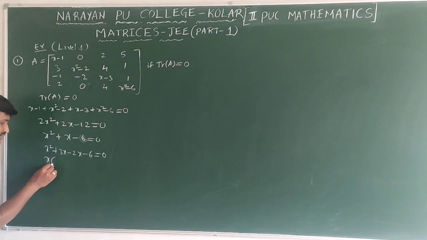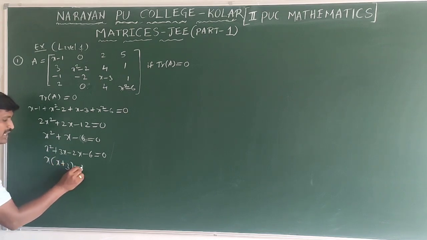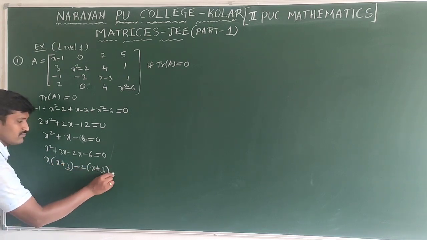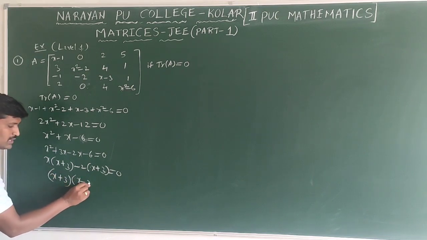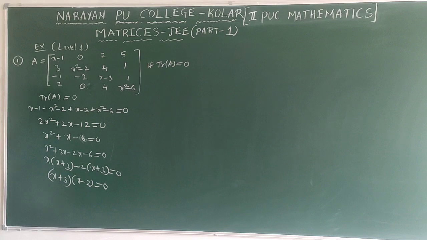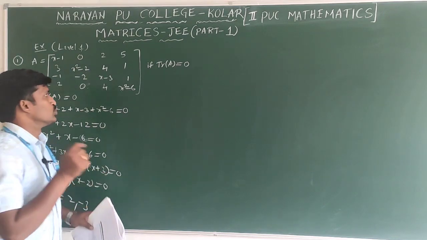Now take x common from the first two terms, x plus 3, and minus 2 common, x plus 3. Again x plus 3 is common, into x minus 2 equal to 0. From this, what can you write as the x value? 2 and minus 3. Which option? Option C is the correct option. In option C, minus 3 and 2 are given.